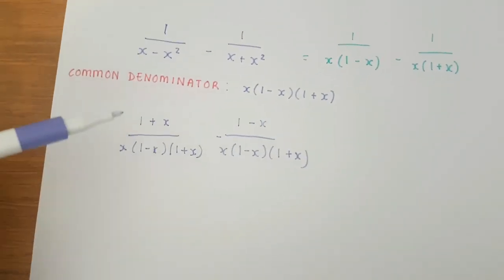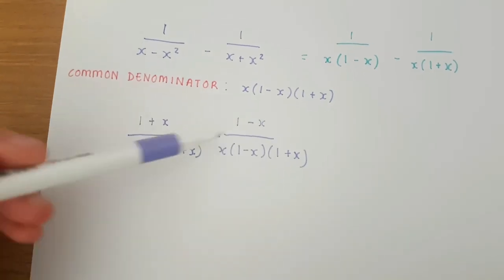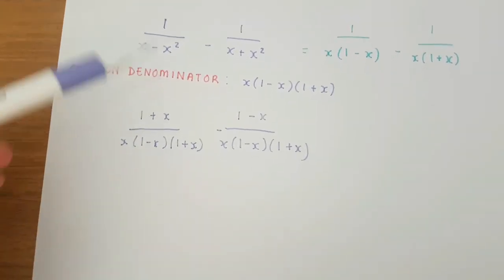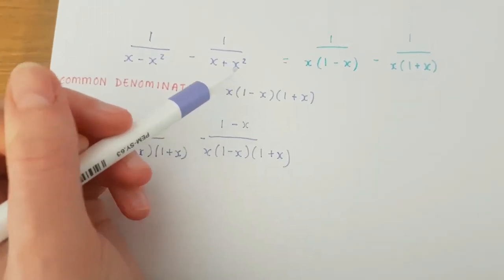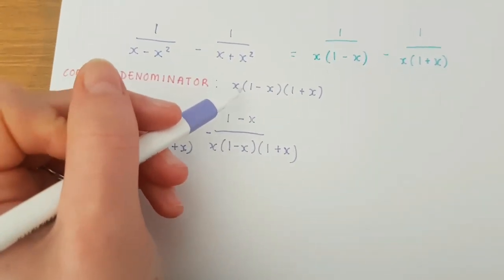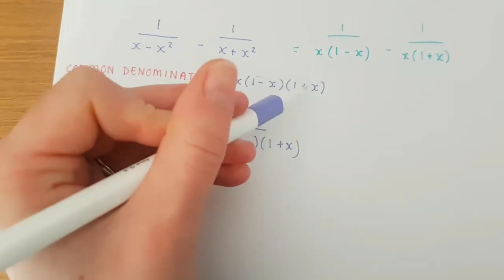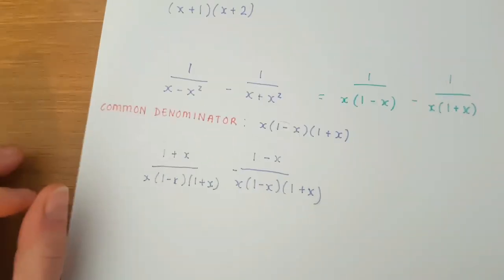So 1 take away 1 is 0, x take away minus x is going to be 2x, so it's going to be 2x over this denominator here. Now, note we can't simplify that because we have these terms here which cannot be divided by x, so don't be tempted to divide by x by the whole thing.